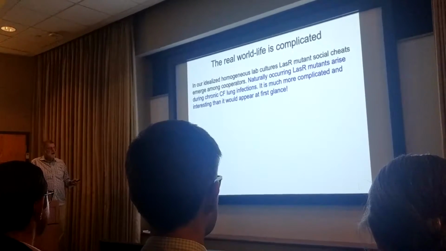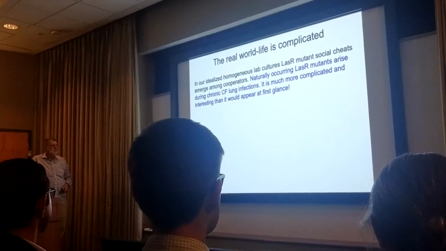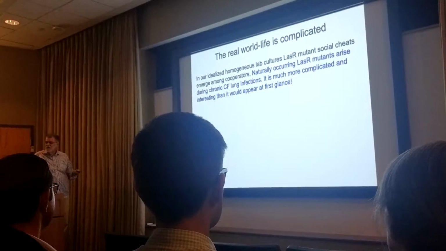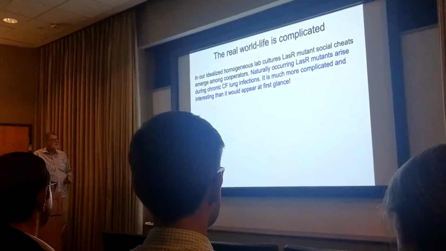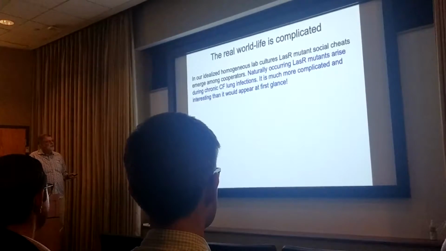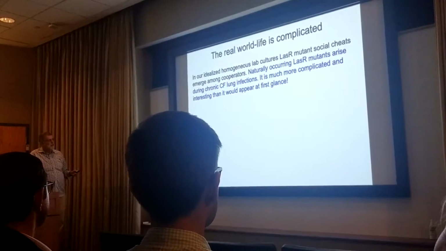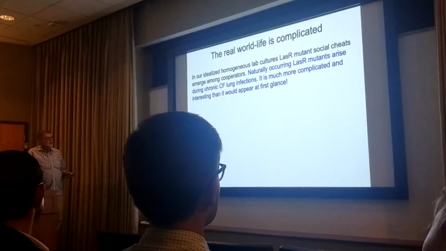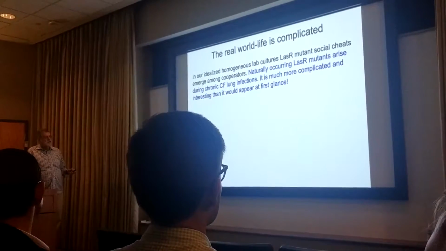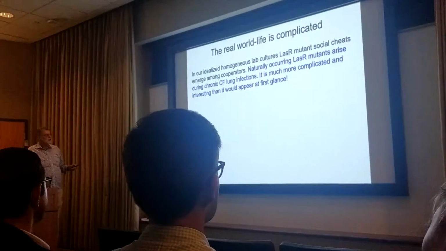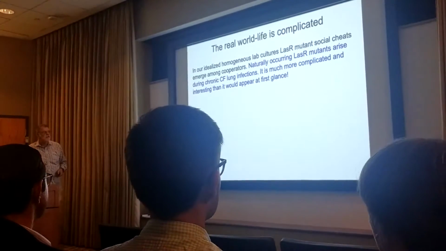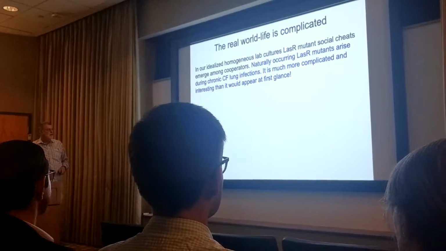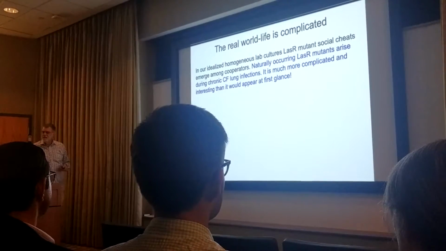So the real world is complicated. We heard a little bit of that in the last talk. The real world isn't a homogeneous culture. So in our homogeneous lab cultures, LASR mutant social cheats emerge. And we know that naturally occurring LASR mutants arise during chronic CF infections. But it's much more complicated than it would appear at first glance.